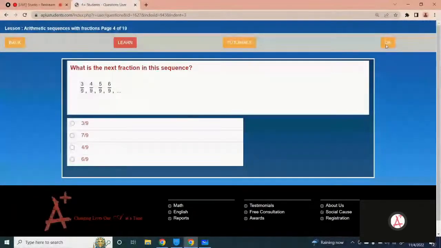What is the next fraction in this sequence? 3 by 9, 4 by 9, 5 by 9, 6 by 9. The next fraction is 7 over 9. Very good. The correct option is 7 over 9.